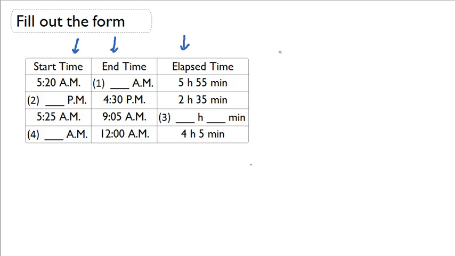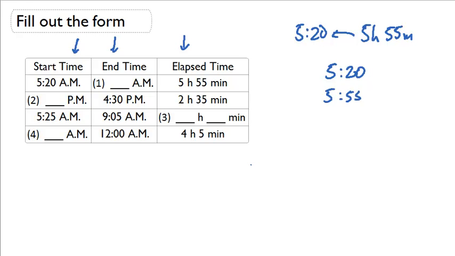So starting from the first problem, we have our start time is 5:20 a.m. and our elapsed time is 5 hours and 55 minutes. So we're looking for 5 hours and 55 minutes after 5:20, which is just an addition problem, right?